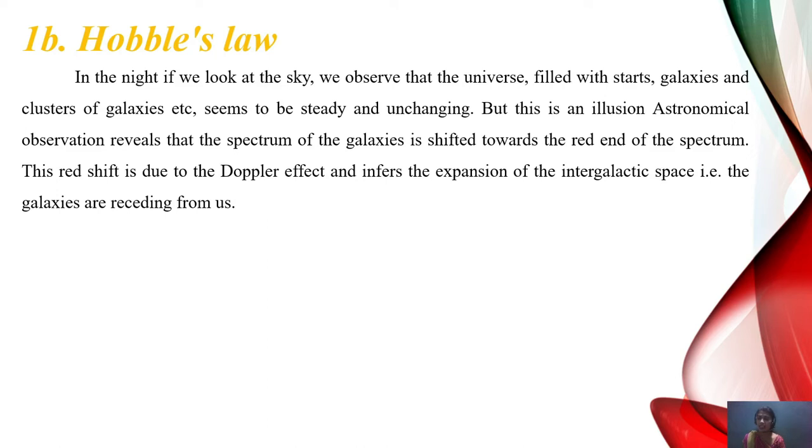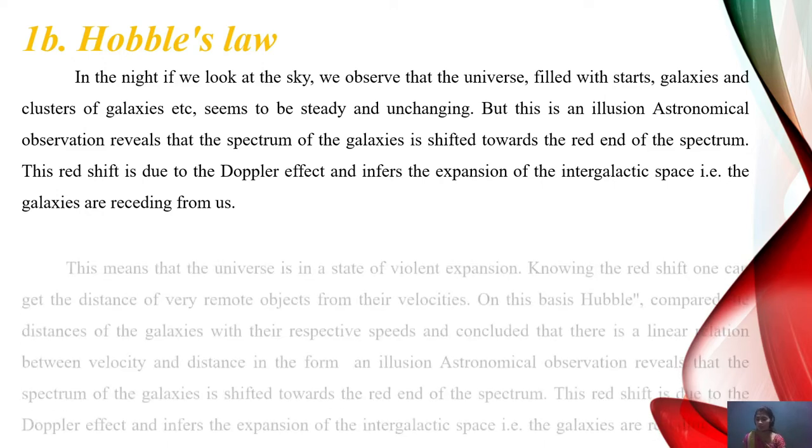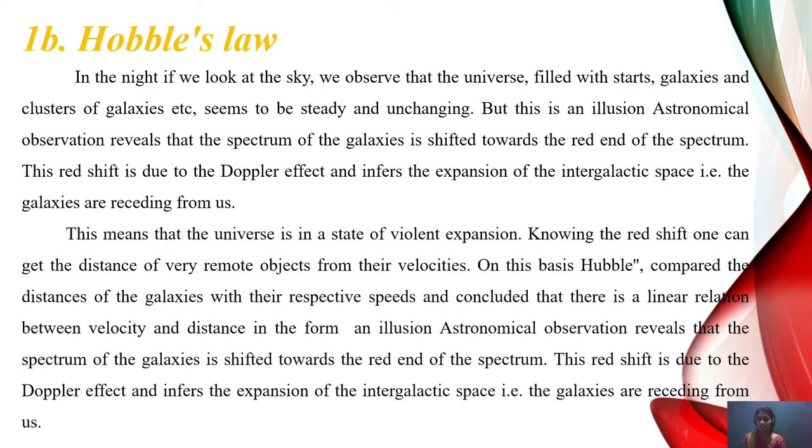At night, if we look at the sky, we observe the universe filled with stars, galaxies, and clusters of galaxies that seem to be steady and unchanging. But in reality, astronomical observation reveals that the spectrum of the galaxies is shifted toward the red end of the spectrum. This redshift is due to the Doppler effect and reflects the expansion of intergalactic space, that is, the galaxies are receding from us.